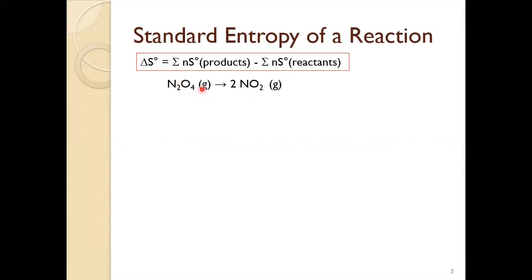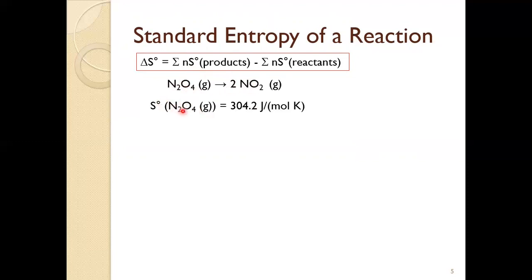So we have N2O4 going to 2NO2, both in the gaseous phase, but we notice that going from one molecule of N2O4 to 2 molecules of NO2, we're doubling the number of molecules. So it's very likely, and as we'll see, this process has a positive delta S. But if we actually want to assign a number to it, how positive, then we need to know the respective molar entropies of the products as well as the reactants.